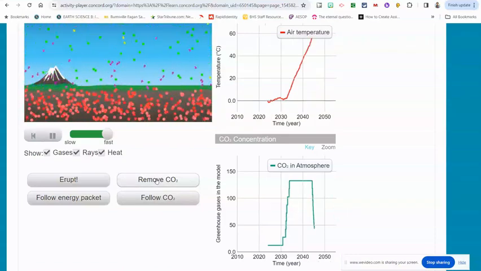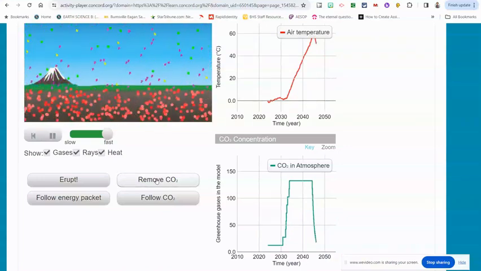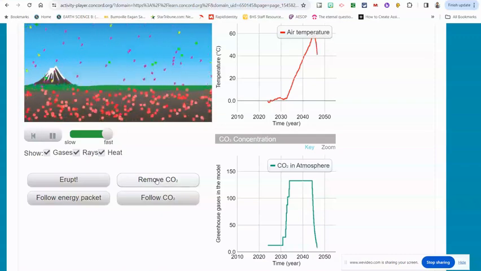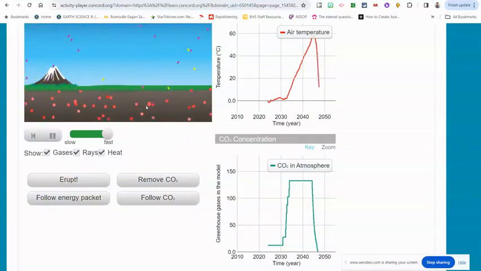And what we're doing is we're actually taking carbon dioxide out of the atmosphere. And I'll try to get all the way down to 0. And you can see the effect that that has on temperature. So what we say is that there's a direct relationship, possibly a correlation, between the amount of carbon dioxide in the atmosphere and the temperature of the atmosphere.